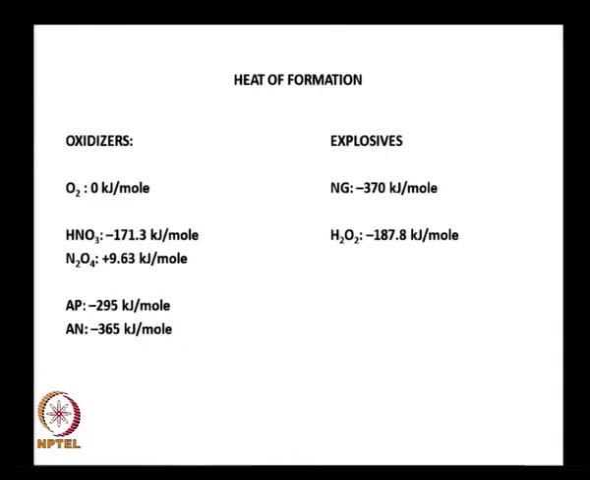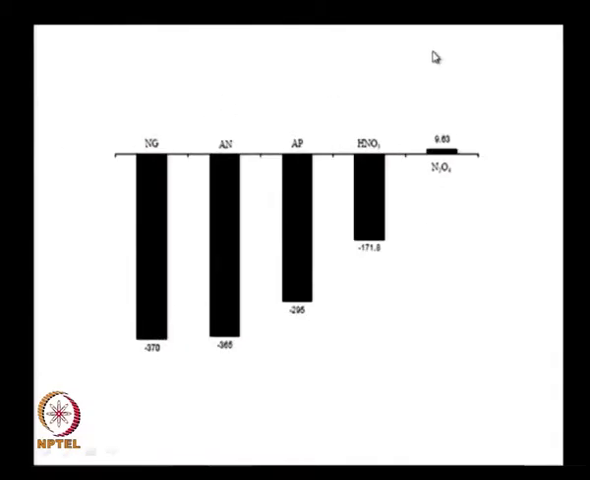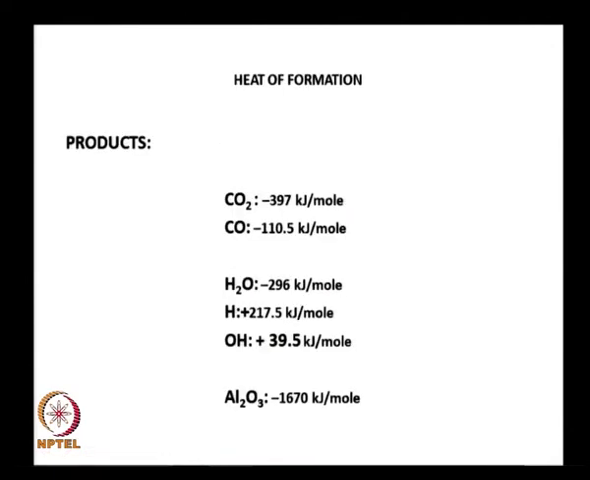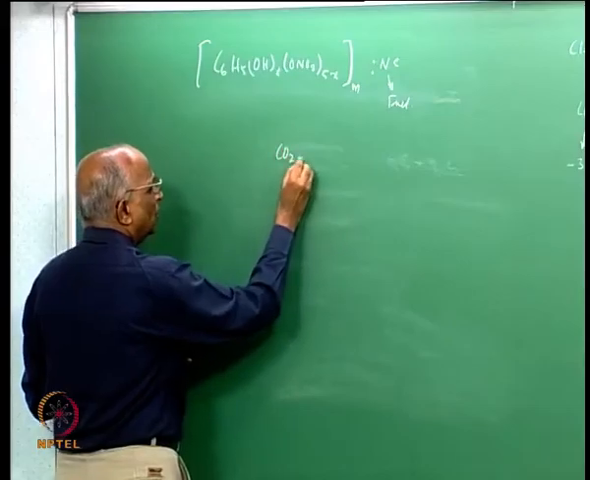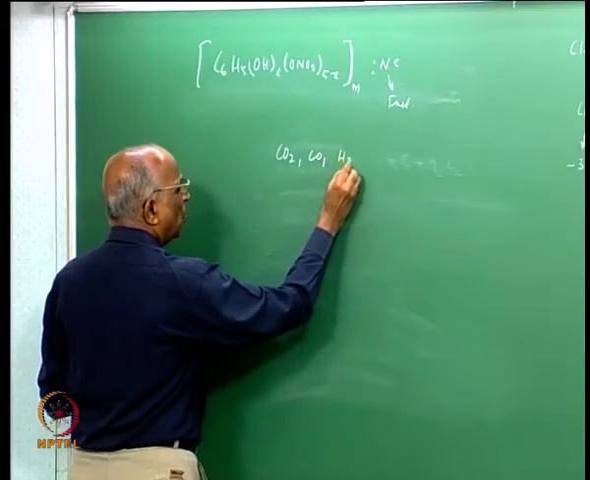Therefore, I try to put all these things together just to get a feel for the problem. Nitroglycerin has a large negative value, N2O4 has a slight positive value, and the variation is between minus 370 to something like 9. This is for oxidizers, and similarly for other substances which are the products. What are the products we have been handling? Carbon gets oxidized to CO2 or CO, and hydrogen gets oxidized to H2O. Therefore, the products are essentially CO2, maybe CO, maybe H2O, and so on.